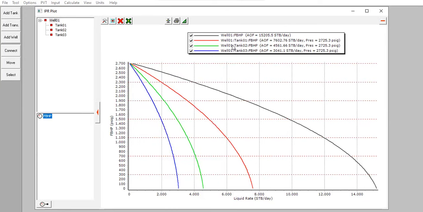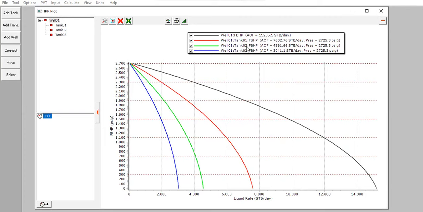The red line comes from tank 1, the biggest IPR, or the highest productivity index. The green line is tank 2, and the lowest productivity index is from tank 3. And if you combine all the IPRs from the tanks, you will get the black line. All right. And we also now have the AOF, or absolute open flow, the maximum flow rate, for each tank and for the combination. All right.